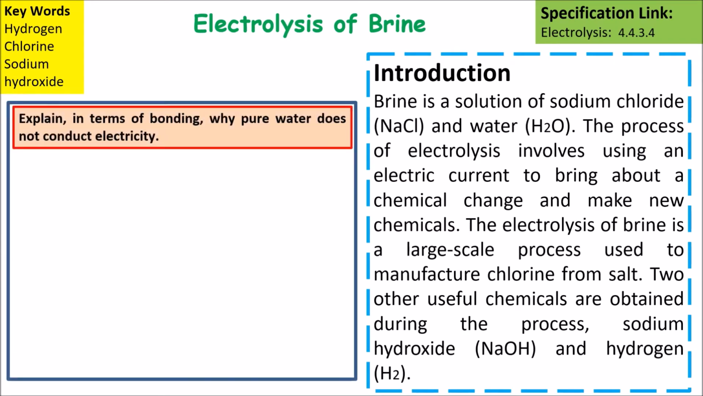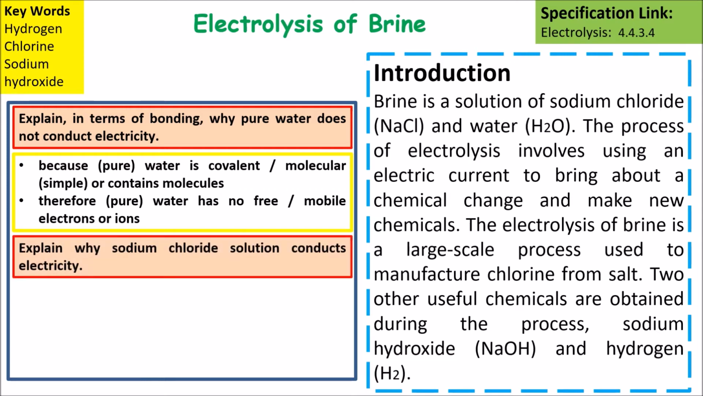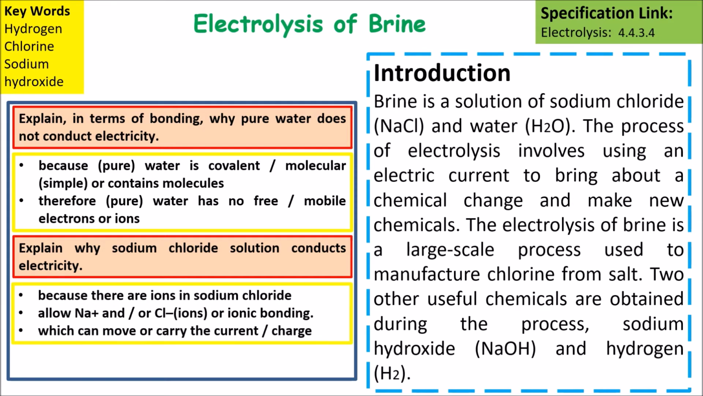So if we explain in terms of bonding why pure water does not conduct electricity, the main reason is because it's a covalent molecule, so it has no free electrons or ions which are able to carry the electricity. If we explain why sodium chloride solution conducts electricity, it's because there are ions. So you have positive sodium ions and negative chloride ions which can now carry the charge.